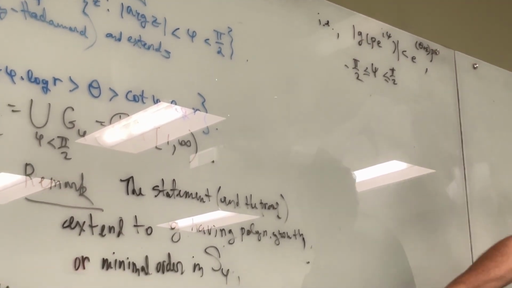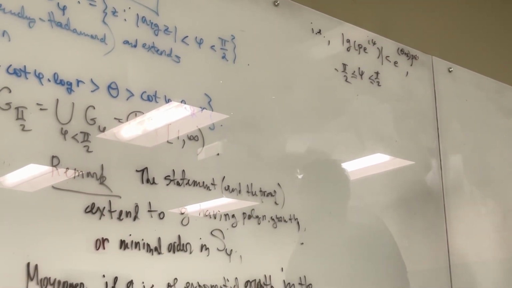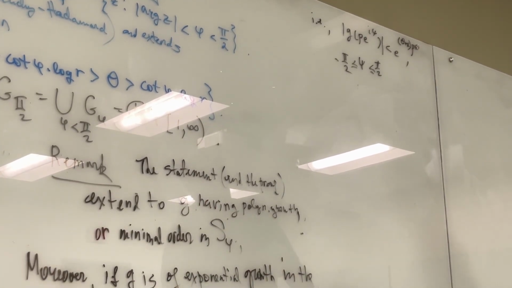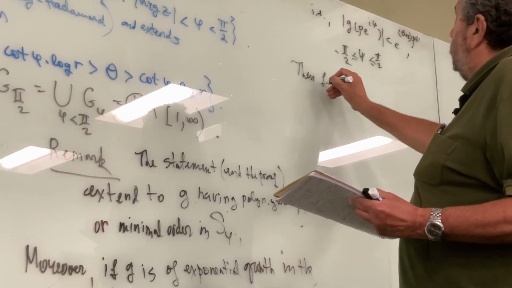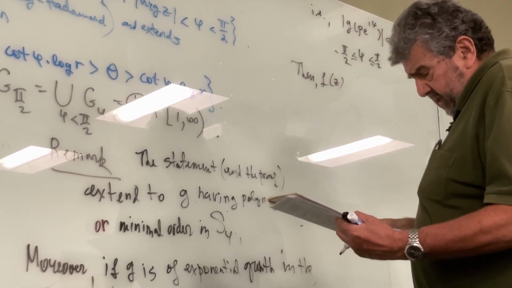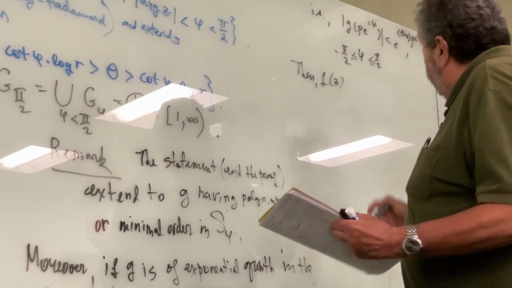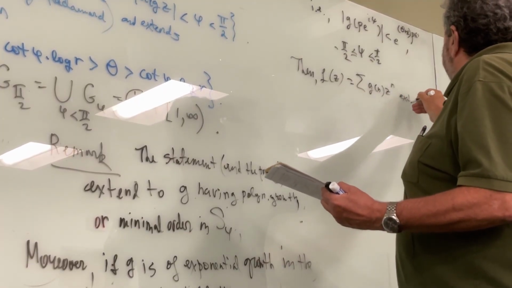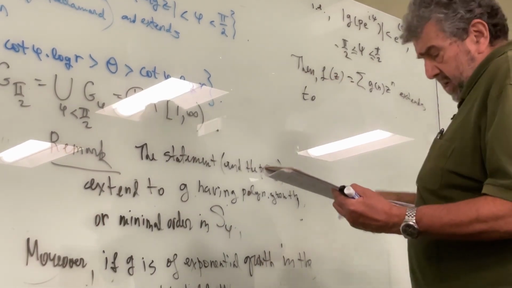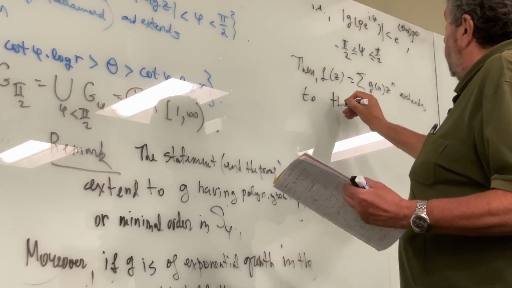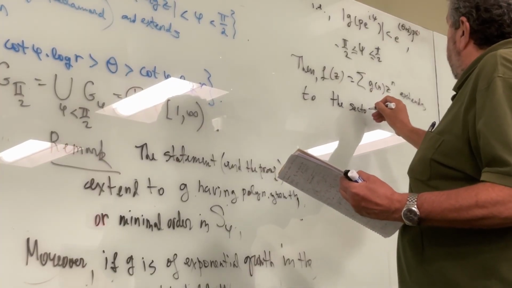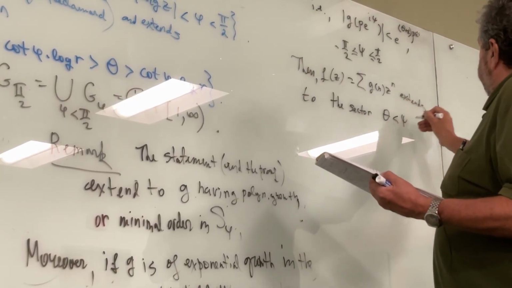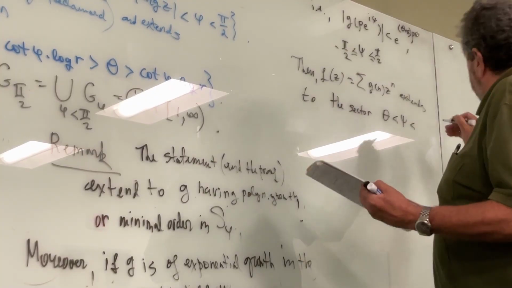Yeah, if you say of order theta. But the major thing is it's strictly less than pi, the order. Okay, then with all this, f of z, which is, I remind you, the sum of g of n, z to the n, extends to the sector theta less than psi less than 2 pi minus theta.